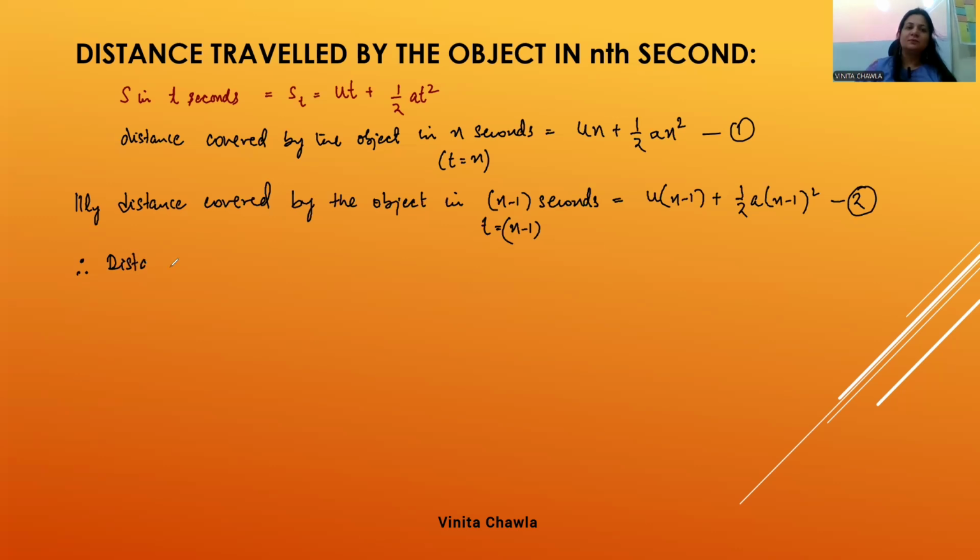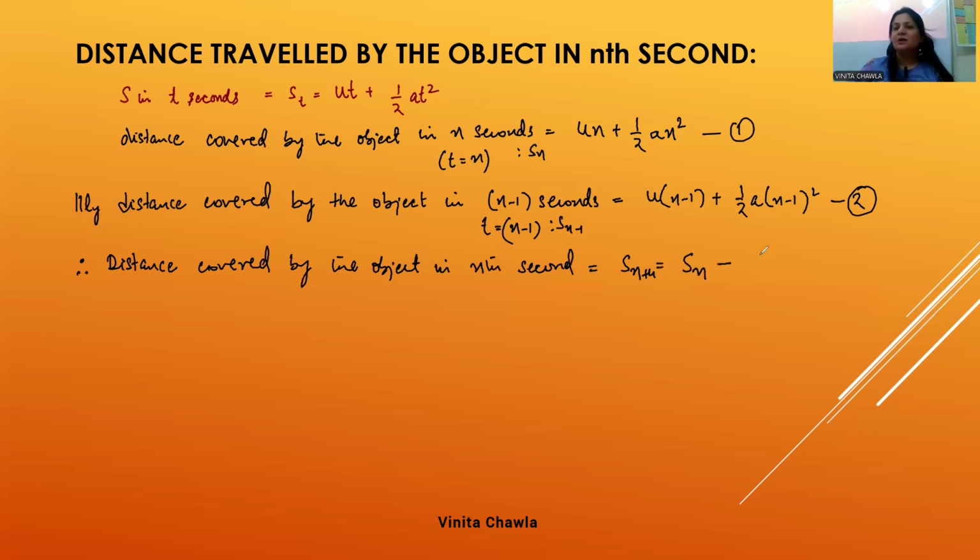Therefore, distance covered by the object in nth second. Distance covered by the object in nth second is equal to Sn minus Sn minus 1. See, this is Sn and this is Sn minus 1. Yes? So we can write distance covered by the object in nth second as distance covered by the object in n seconds minus distance covered by the object in n minus 1 seconds. Okay? Any doubt?